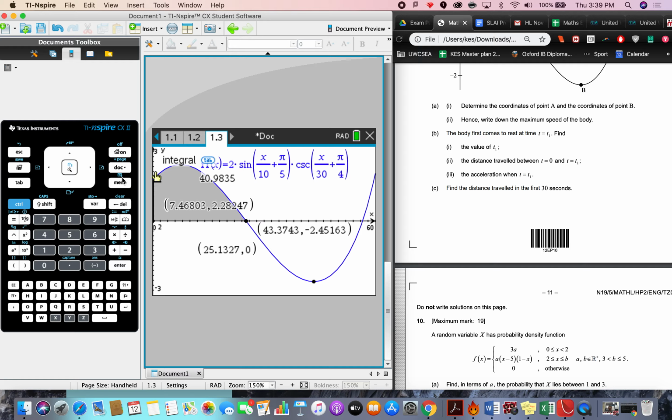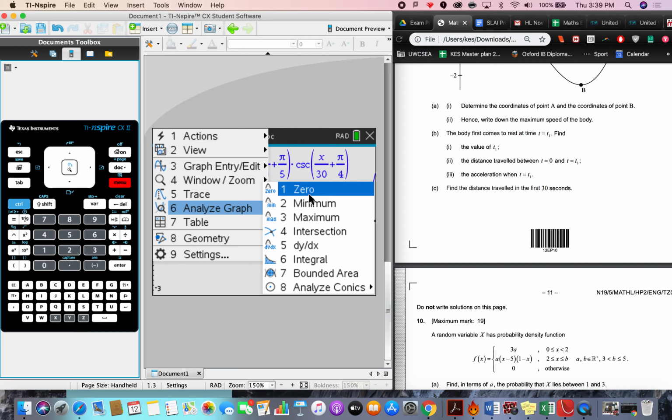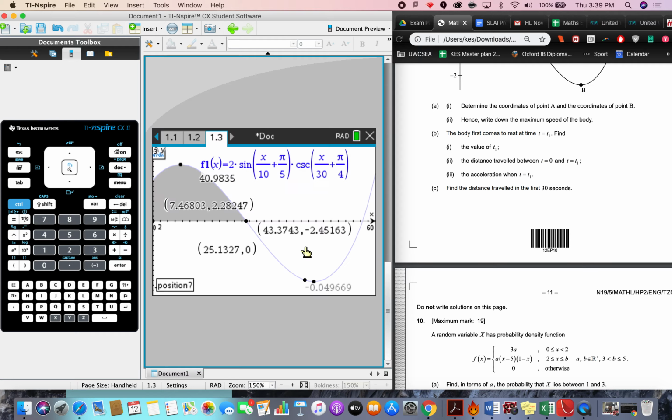Next one, the acceleration when t equals t of 1. Acceleration equals rate of change in velocity. Menu, analyze graph. dy by dx of this graph at which point? At this point. dy by dx is, grab the number, -2.00. Acceleration is negative because we are going from a positive velocity to a negative velocity, therefore we are decelerating. Have we now finished? Oh, we have.